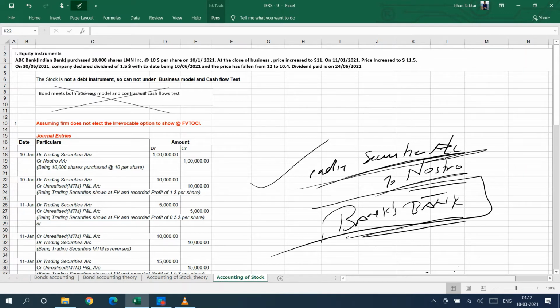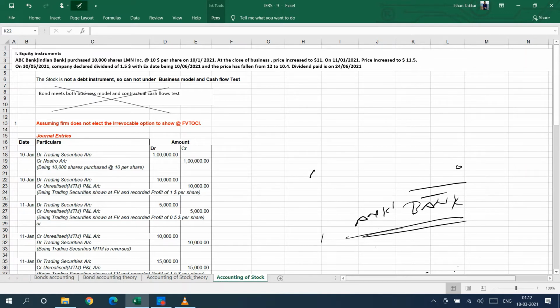With the help of figures, you will get a better idea. So you are ABC Bank, which is an Indian bank, and they purchase a share of Element Inc., which is a US company, for $10 per share on 10th January 2021. You purchase around 10 a.m., and when the market closed, the share price increased to 11. So what accounting entry will you pass?